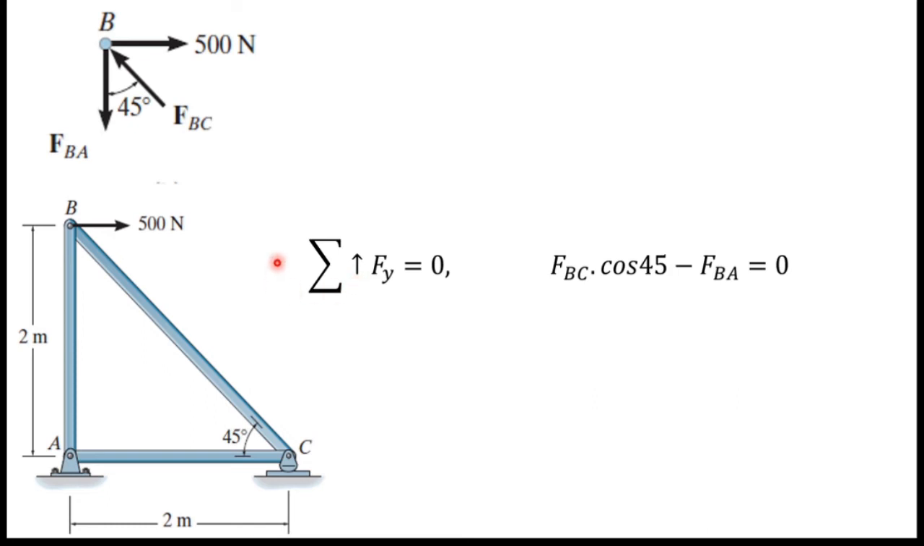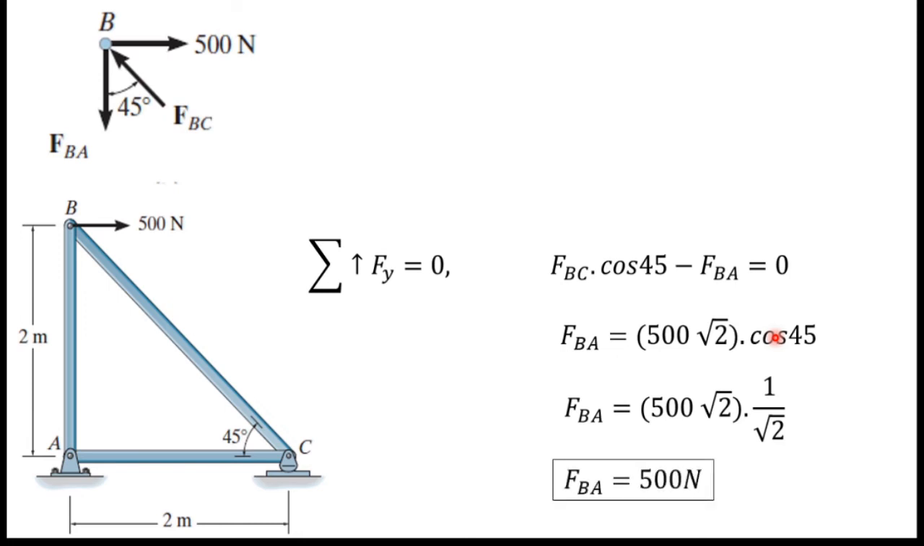If I consider vertical forces, I have to write FBA and the vertical component of the FBC force. So the vertical component of FBC is FBC cos 45, and minus, because I consider upward direction and FBA is directed downward, minus FBA. Now I already know the value of FBC. I can substitute the FBC value here and simplify it, and I can get the answer as FBA equals 500 Newton.